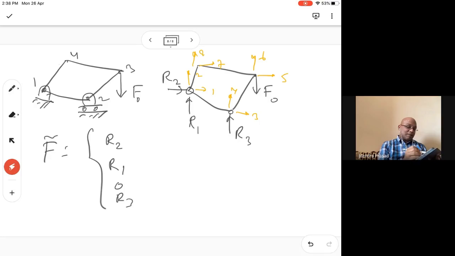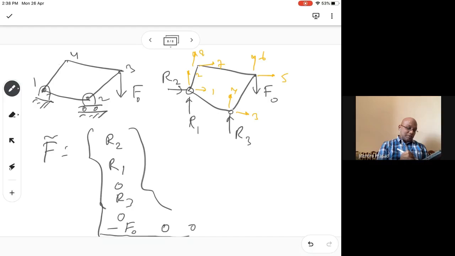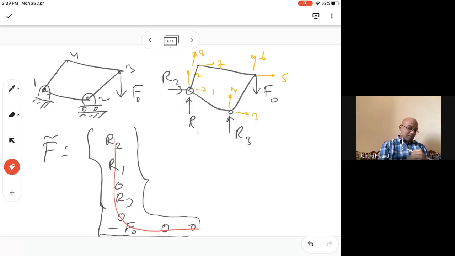Then we have number 5, which is 0. Then number 6, so let's write number 6 right here: 0. After that, the next one is F0 but downward, so we have to write minus F0. And then 7, 8 have nothing, so we write 0 and 0. Sorry, because of the space I'm writing like this, but this should go in one line. It should be a column.